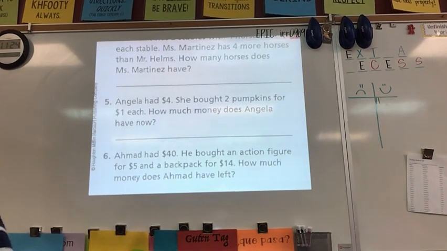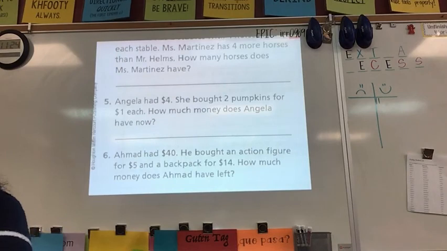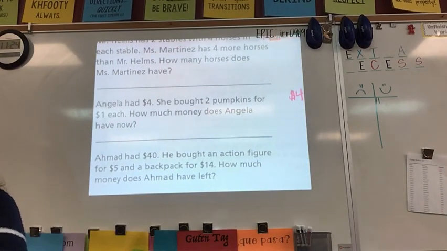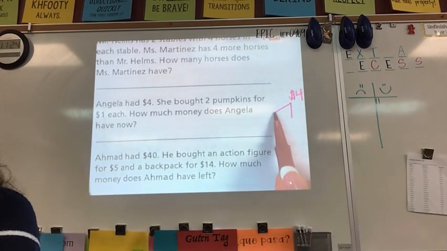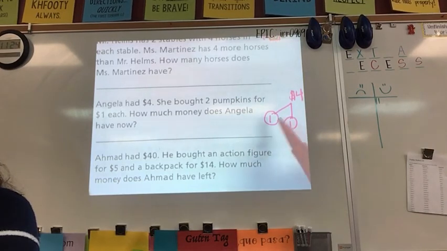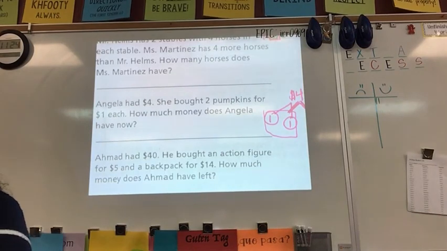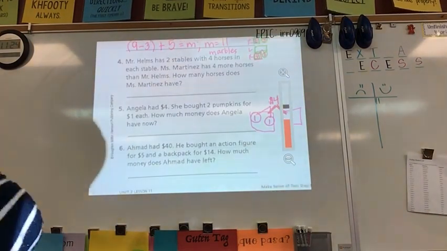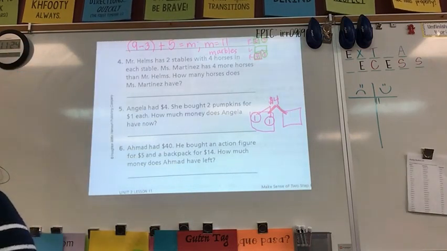Angela had $4. I'm just going to go ahead and represent this already. How about that? She bought 2 pumpkins for $1 each. So I know she used her $4 to get a pumpkin for $1 and another pumpkin for $1. How much money does she have now? Oh, well that's not 4. So she took that and this. Figure out how much she has now. You don't have to draw that, but you need a 2-step equation with a variable, answer, and label.